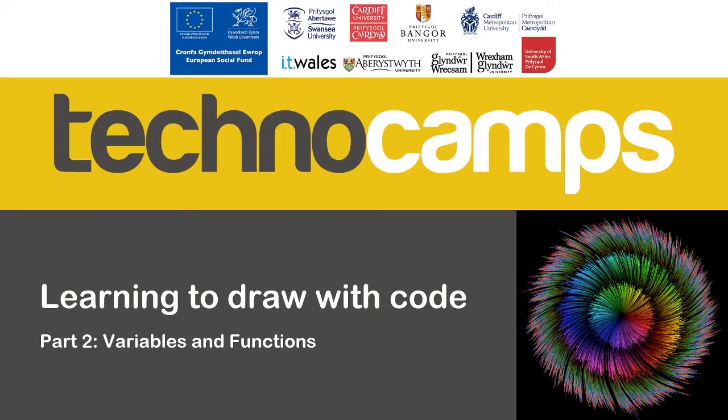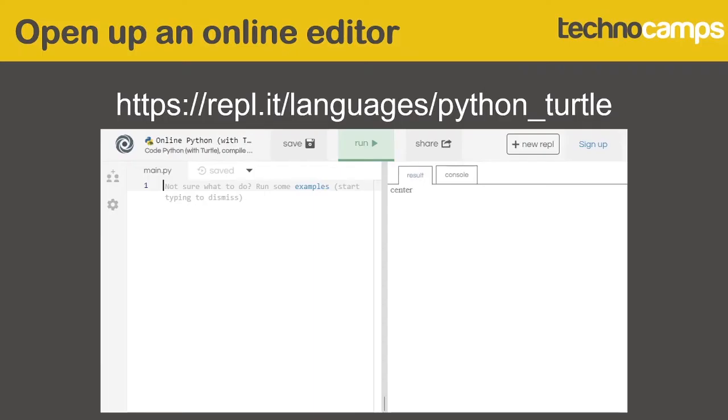This is part 2 of Learning to Draw with Code. In this session we'll go through variables and functions. So let's open up our online editor and we can start programming. If you saved your code previously, you will be able to open your code from the last session. Otherwise, you'll be starting from scratch.